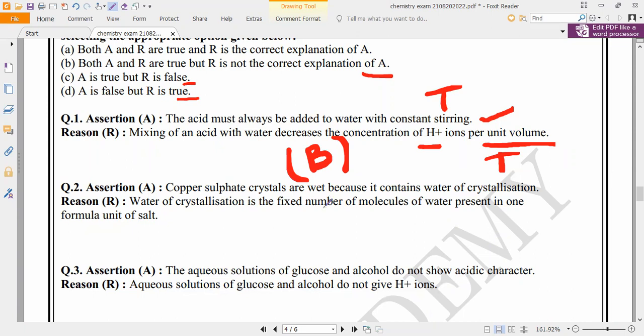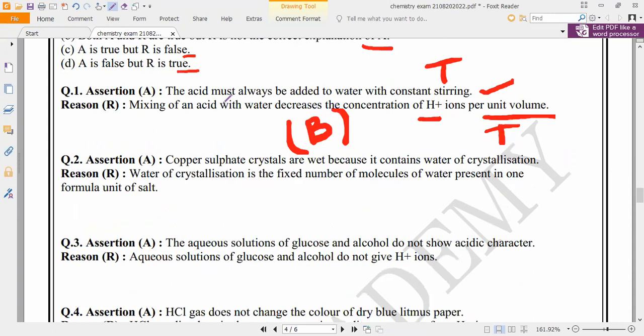Understand? Yes, sir. Okay, sir. Next, second one. That is why, in reason and assertion, be very careful. Next, second one. All of you read. Copper sulfate crystals are wet because it contains water of crystallization. Is it true? Normal crystals also already contain water of crystallization.